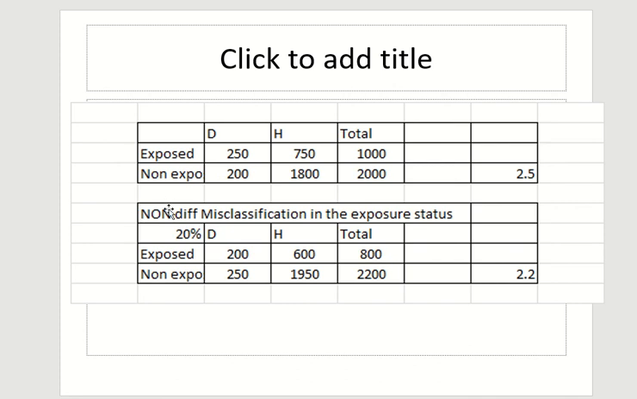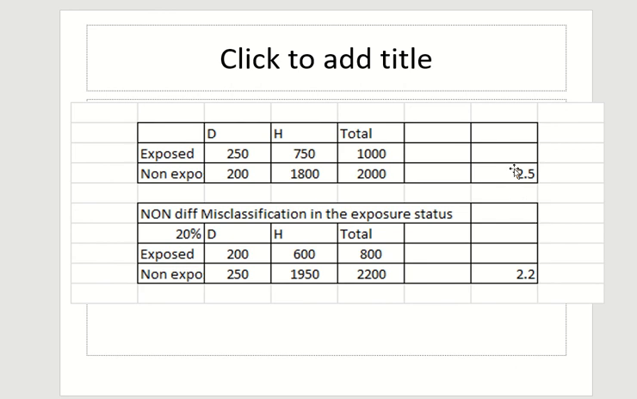So when something like this happens, if you were to recalculate the relative risk here, that is 200 over 800 divided by 250 over 2200, your relative risk is going to be 2.2. 2.2 is closer to 1 than 2.5, and this is exactly what we were saying in the previous slide. Non-differential misclassification with regard to the exposure is going to bias your relative risk towards the 1.